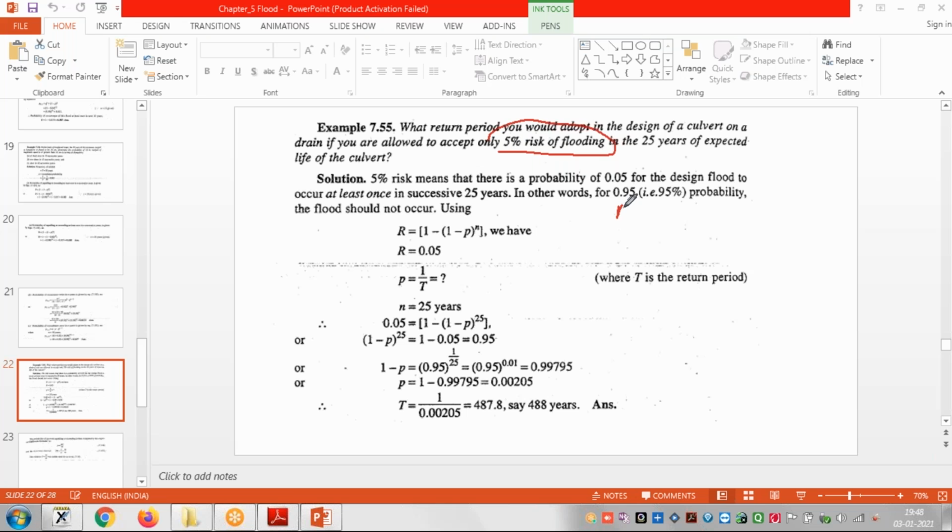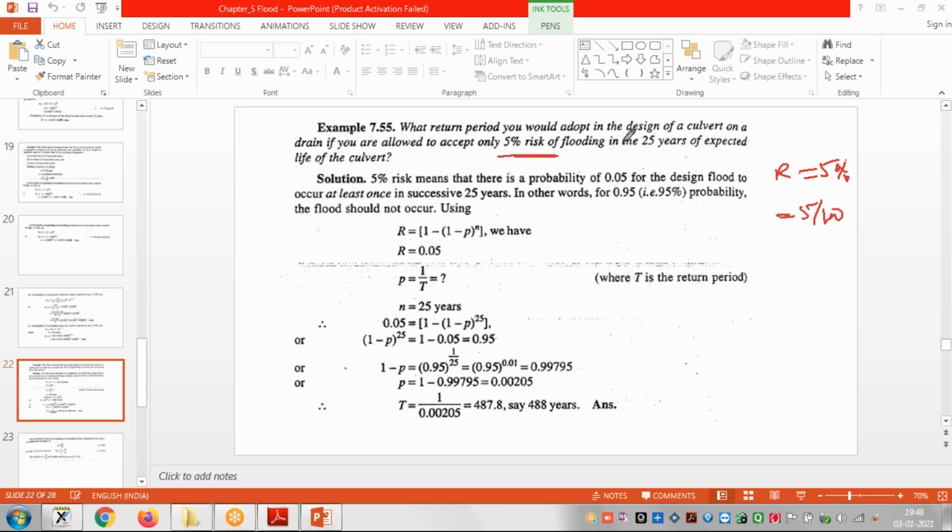Now, see, risk means what? We know risk is R, spelling RISK. So you remember that risk means R, and R is equal to 1 minus, and again 1 minus p raised to the power n, right? You simply remember. Now, what is the value given? Allowed to accept only 5% risk. 5% means R is equal to 5%, 5 divided by 100.